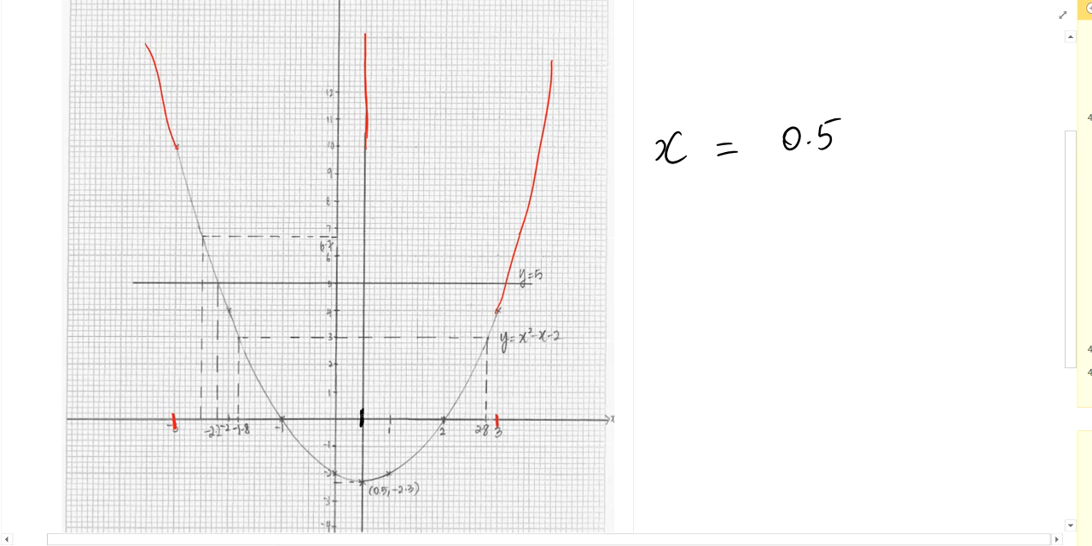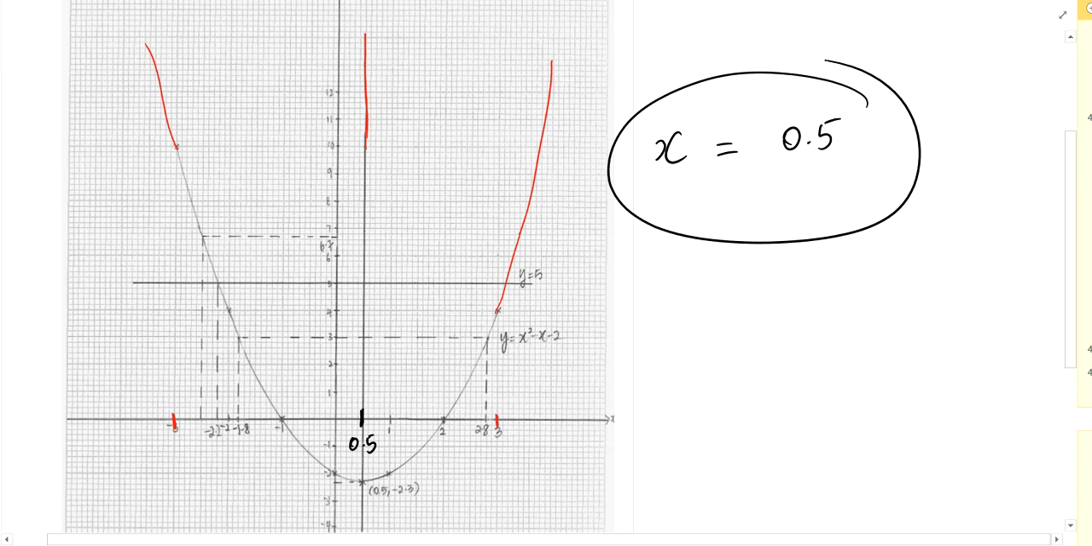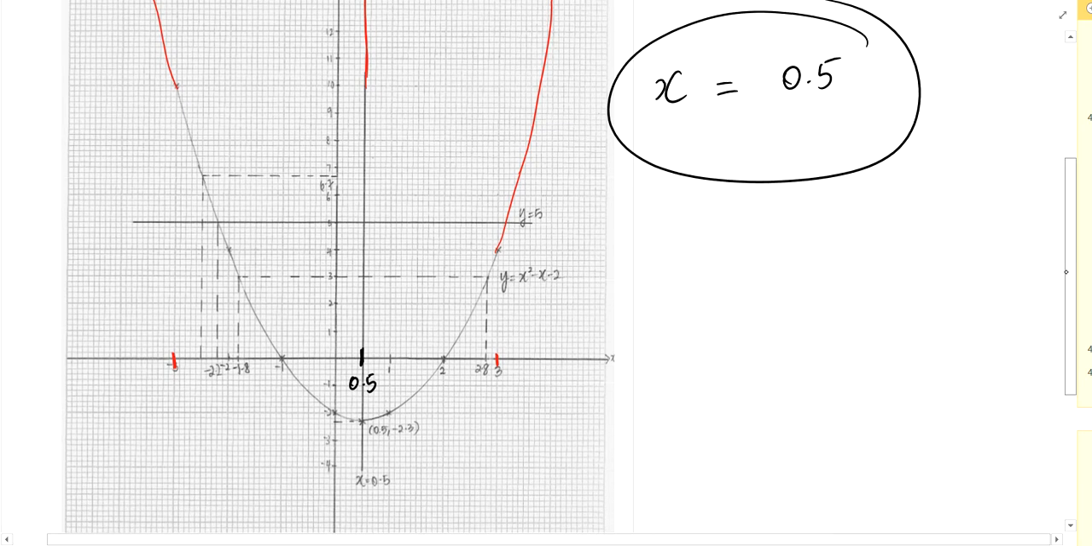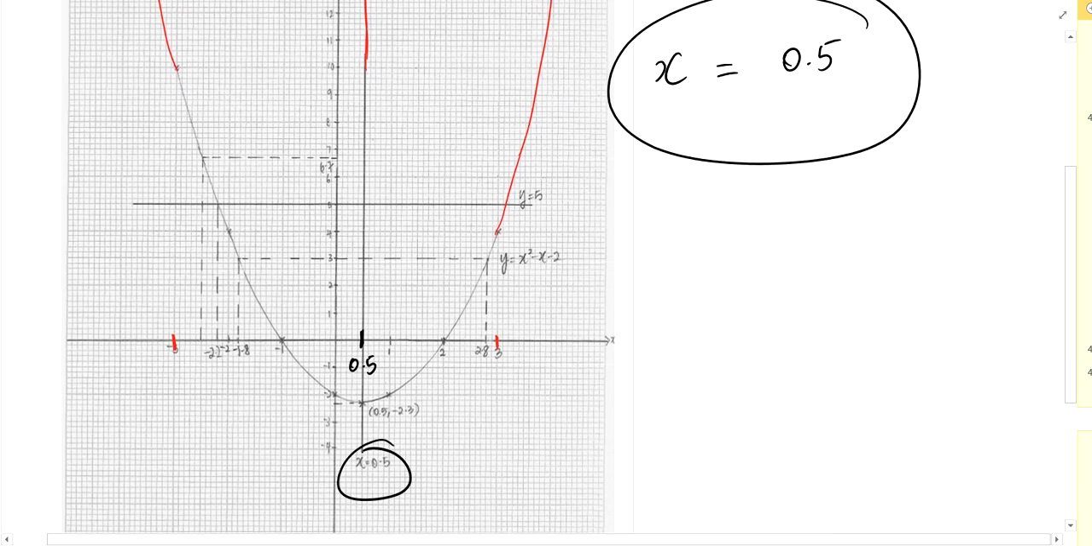From here. This cuts through 0.5. Look at your graph. Identify where x equals to 0.5. Once you have found it, draw a vertical line and label it as x equals to 0.5. Okay, as such over here. X equals to 0.5.